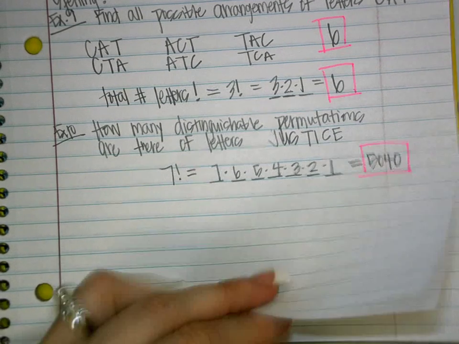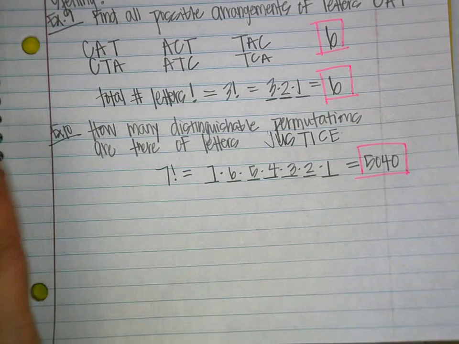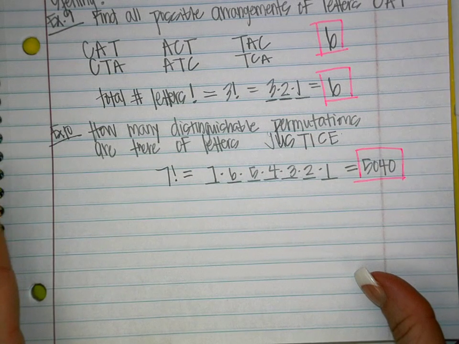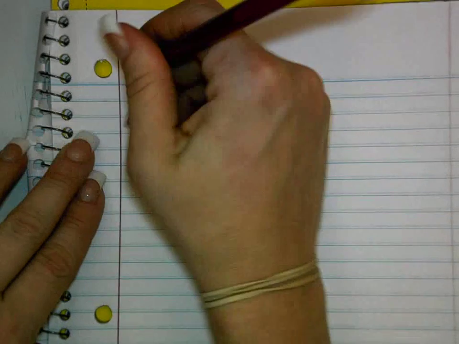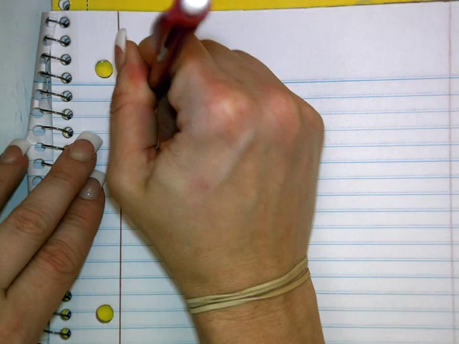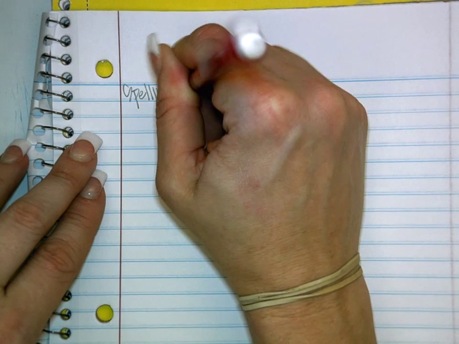Okay, next thing we're going to go over. So anyone have questions about spelling? Distinguishable permutations. Next thing is going to be spelling, again. But this time with repetition.